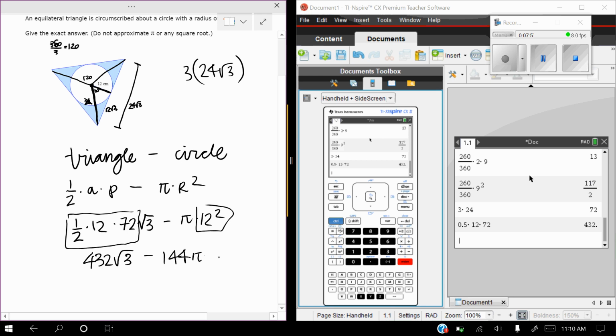And we're going to label this in centimeters squared because we're looking at area of the shape. So this is our final answer.